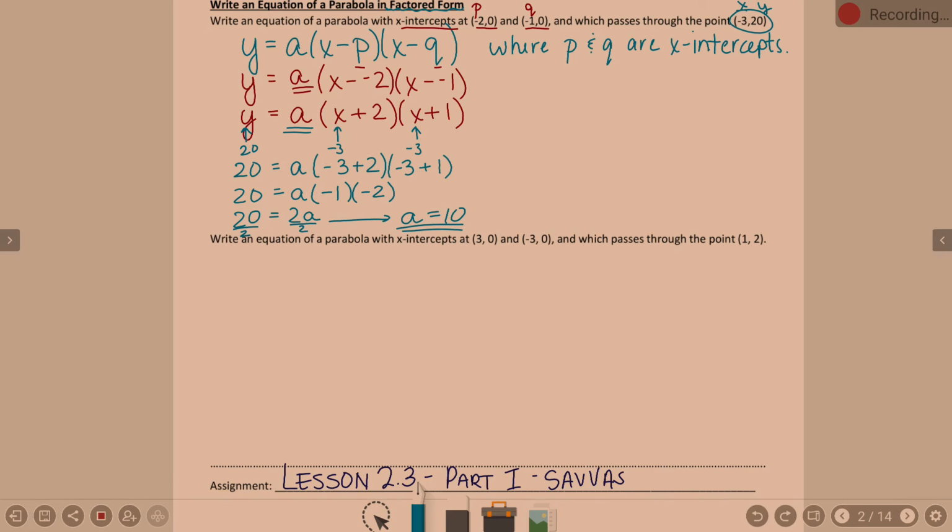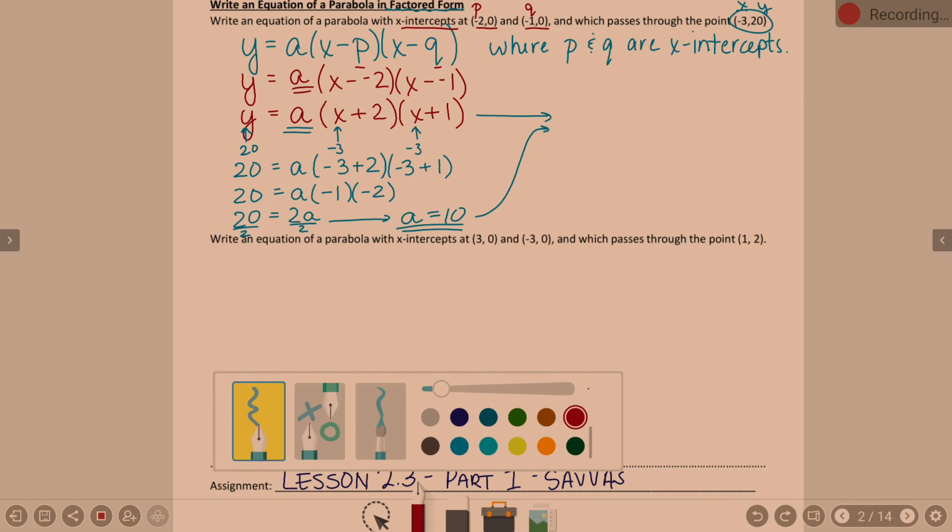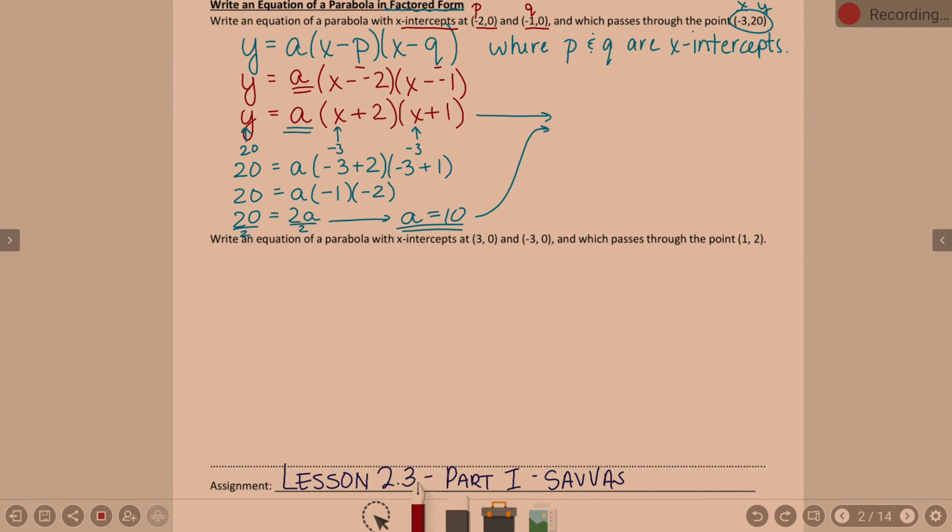Now can we write our final equation? Yeah. We had it pretty much set up right here, didn't we? But we still needed to know A. So now we can write our final equation using that original form. Y equals A, which is 10, times X minus P, X minus -2, which we wrote as X plus 2, times X minus -1, which we wrote as X plus 1.